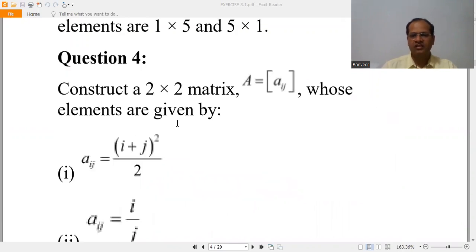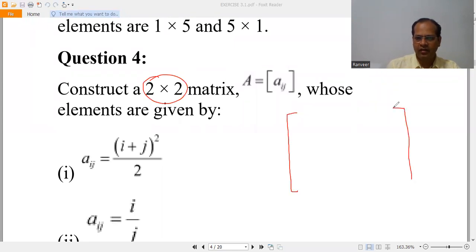Question number 4, construct a 2×2 matrix. Now one technique I am going to give you. When a 2×2 matrix is there, first of all, you have to draw the diagram with its symbol. After that 2×2, that means 1, 2. Suppose aij, so this is nothing but a11, a12, a21 and a22. This is the way we have to represent the elements. Aij first we have to write down.